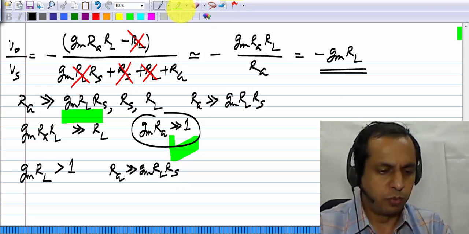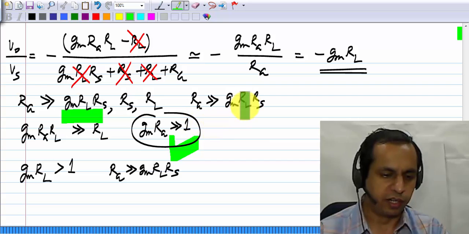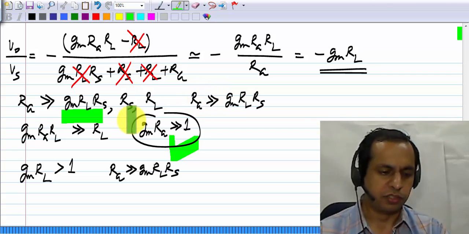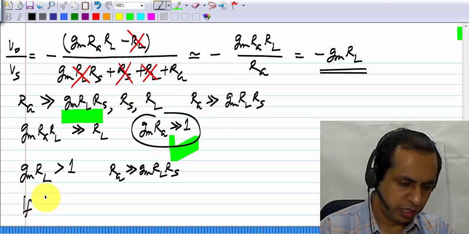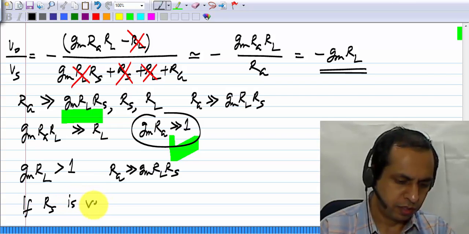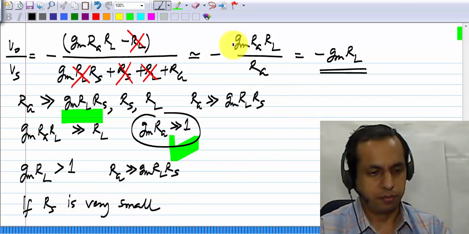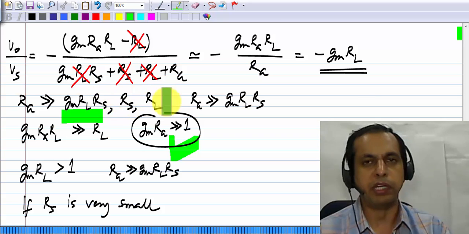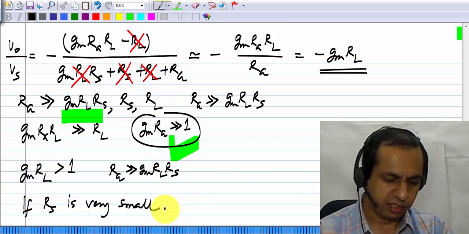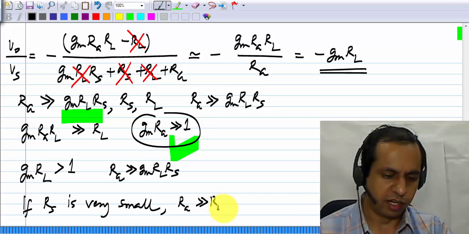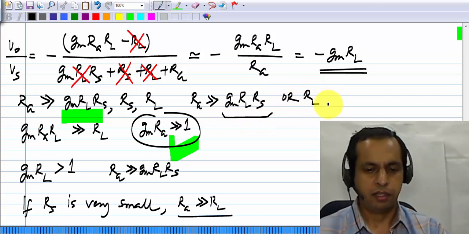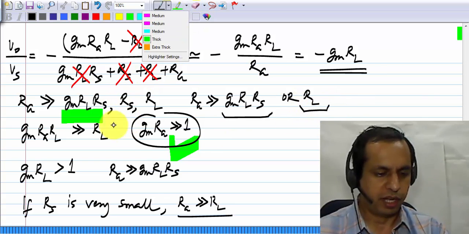Now of course you can ask, what happens if the source is ideal and RS is 0? Then this says that RG is much more than 0, which is true for any number RG. So in that case, if RS is very small, then satisfying the first one doesn't mean the others are satisfied. In that case, basically RG has to be much more than RL. So RG has to be much more than GM RL RS or RL.